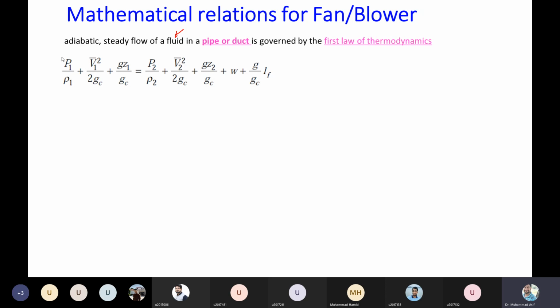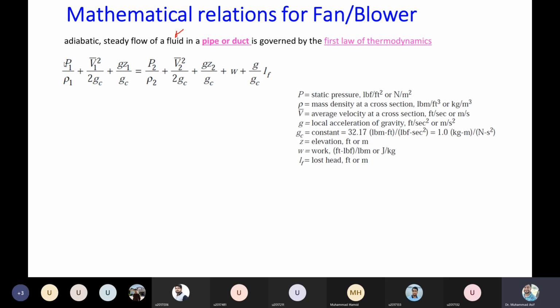this equation, P1 by rho 1, right? V1 square by 2gc, right? So the P1 is basically the static pressure, right? Rho is the density, right? V is the average velocity, right? When you put this bar, that means the average velocity, because in any duct or pipe, let's say this is a pipe, the velocity is not constant. The velocity near the surface of the pipe is lower. As you move to the center, the velocity is higher.